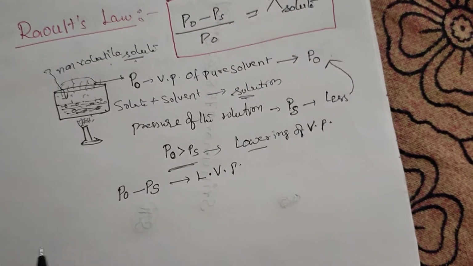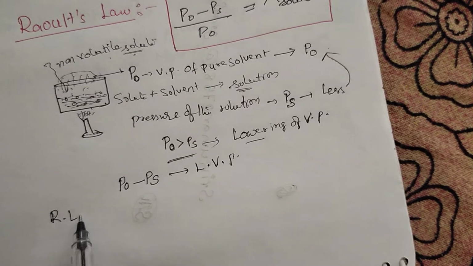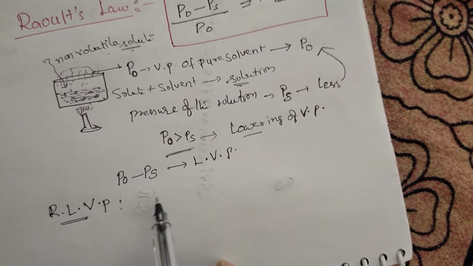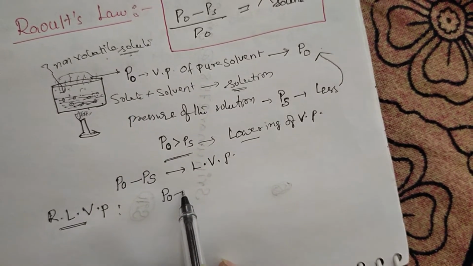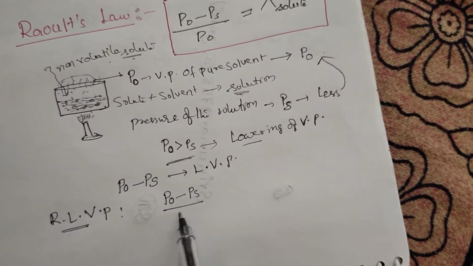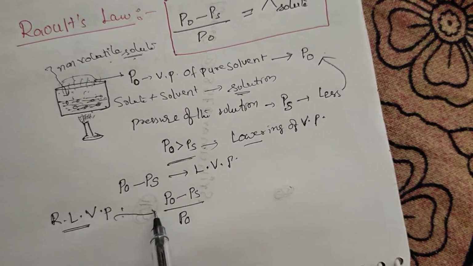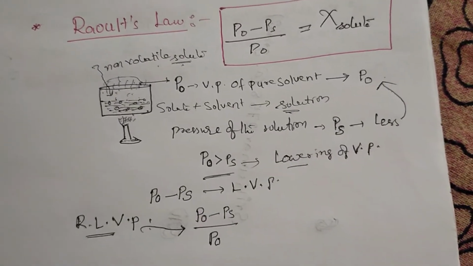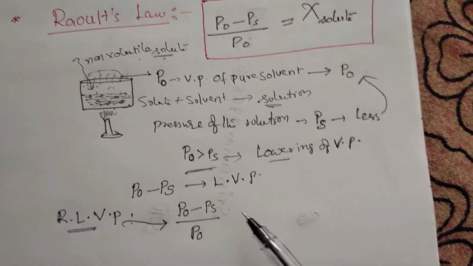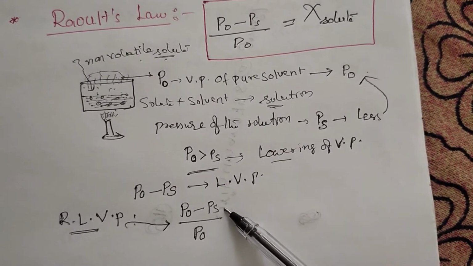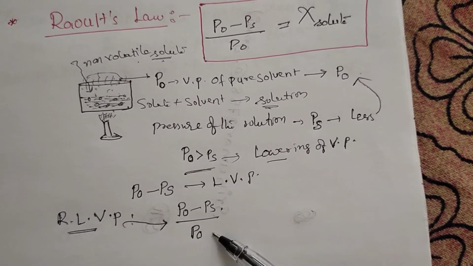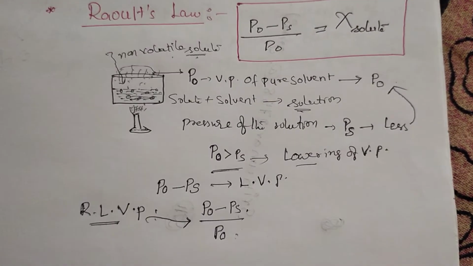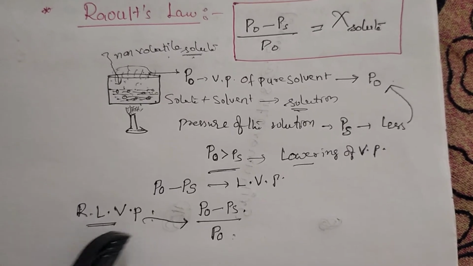Then what is meant by relative lowering of vapor pressure? It is the ratio of P naught minus Ps divided by P naught, and this is called the relative lowering of vapor pressure. Do you understand relative lowering of vapor pressure?